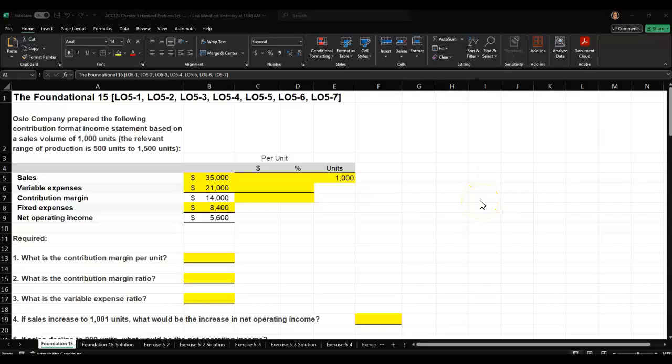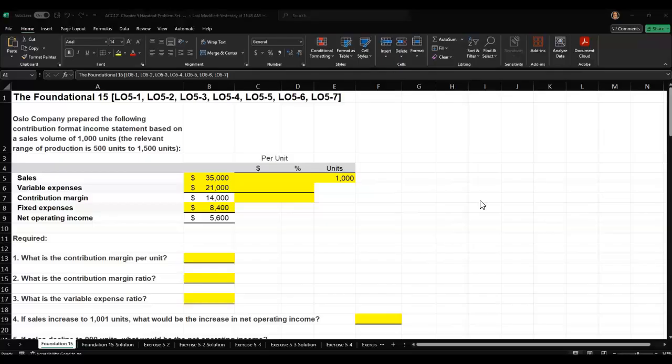But that's okay. So we did chapter 7. We did all that activity-based costing. Now we're going back to something that I think is actually simpler. So there you go. So let's take a look at the Foundation 15, and let's think through what we got going on here.